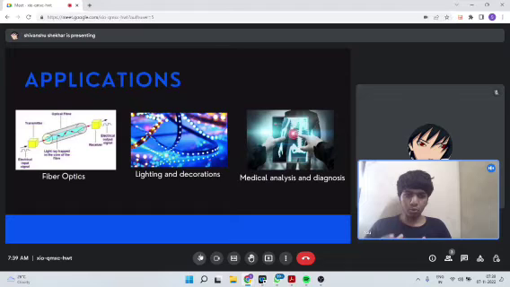Along with that, it is used in lighting and decorations as well as medical analysis and diagnosis. So many treatments which are done in today's time are helped and assisted through photonics, along with the screening of the bodies, be it any sort of body scans. It is all facilitated through technologies related to photonics.